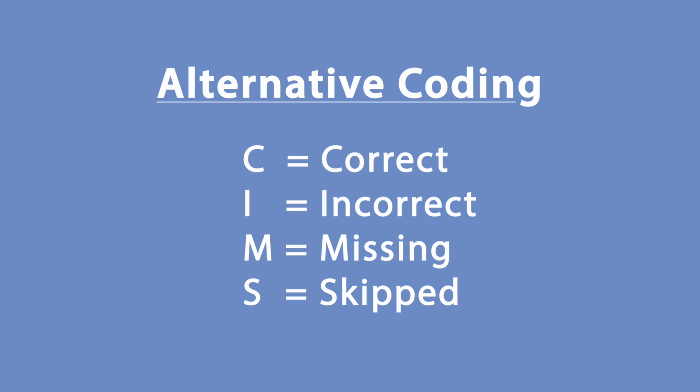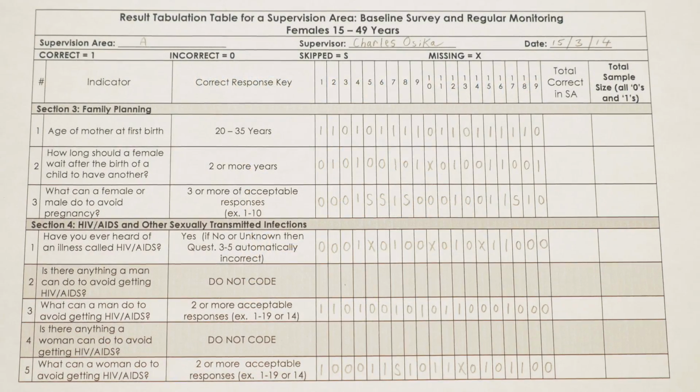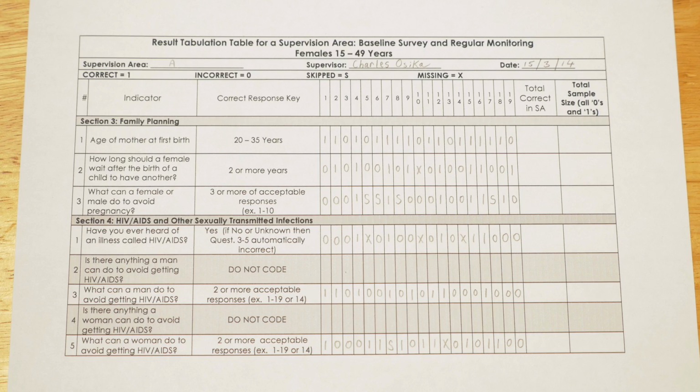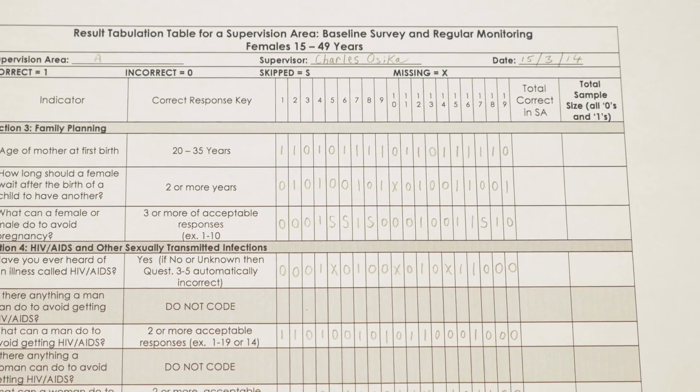In some circumstances, an alternative form of coding may be used. This is fine as long as you are consistent. After filling in all the responses in the tabulation table, enter the total number of correct answers in the appropriate column.